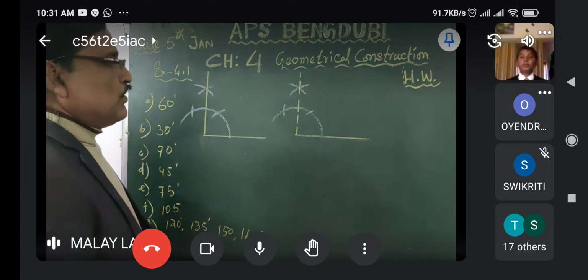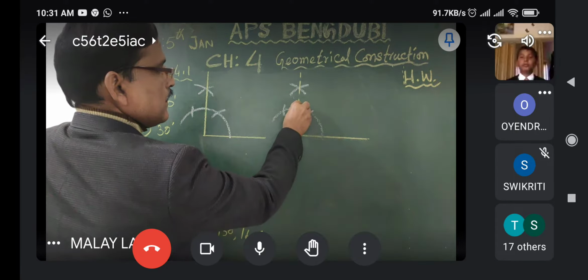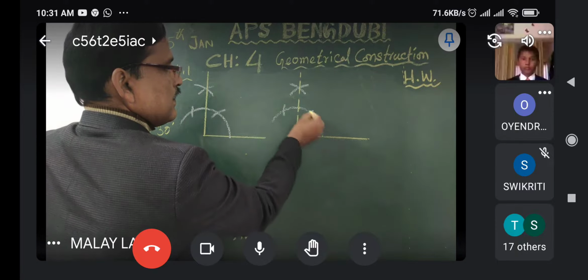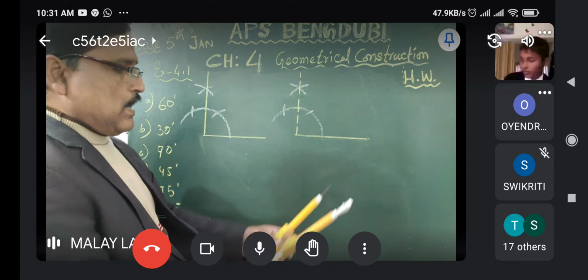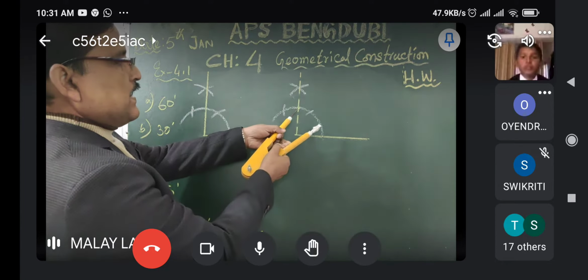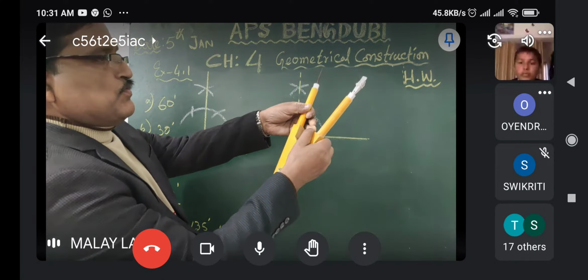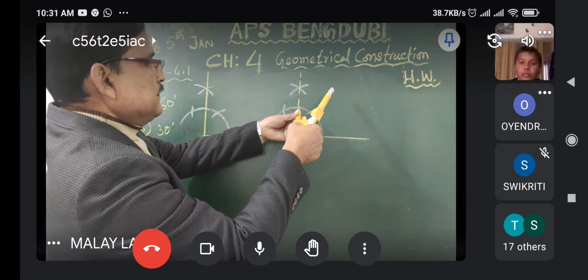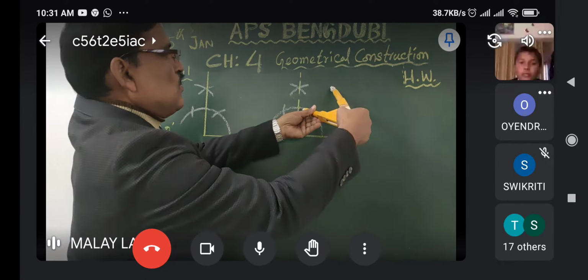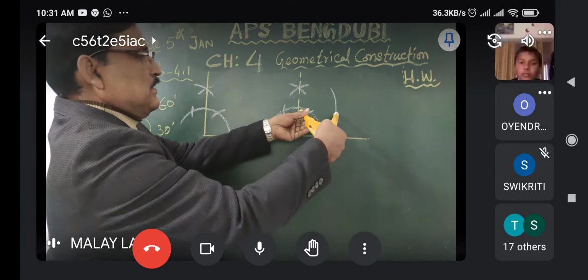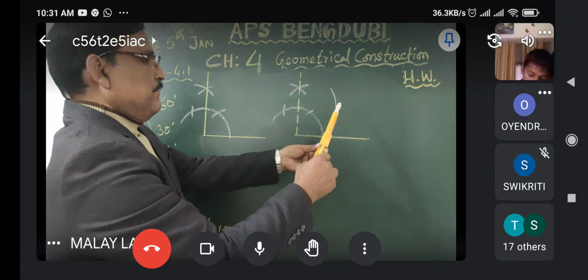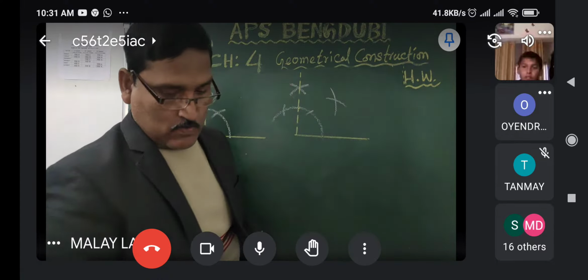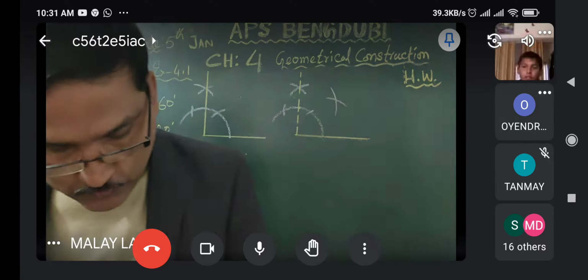Okay, now your 90 is here and your 0 is here. I have to bisect this gap. How? Take a measure more than half. This time you have to expand. Same measure में नहीं होगा. Place at 90 and draw an arc in front of it. With the same measure, place at 0 and cut. Okay? So join it.